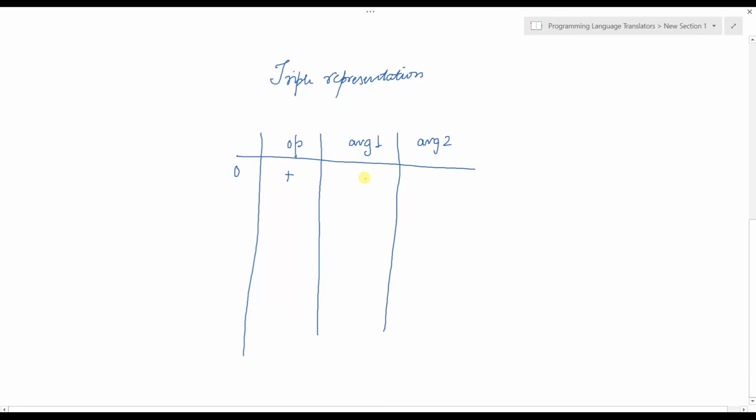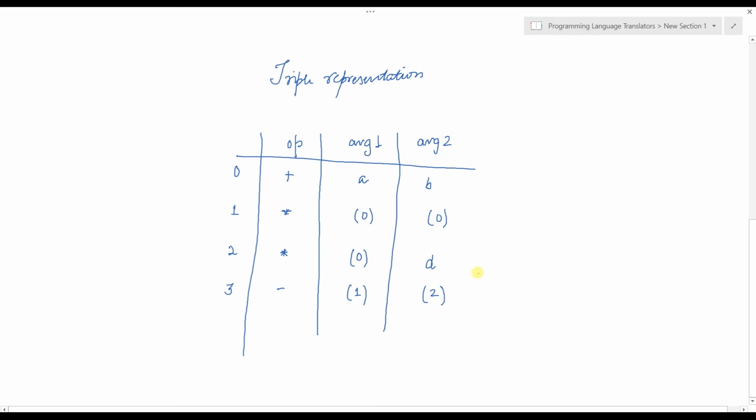So we would now construct (a plus b) star (a plus b). The operator would be star, and argument 1 would be 0, and argument 2 would also be 0. Then we would construct (a plus b) star d. So operator would be star, argument 1 would be 0, and argument 2 would be d. And now for the final expression, operator would be minus, argument 1 would be 1, and argument 2 would be 2.